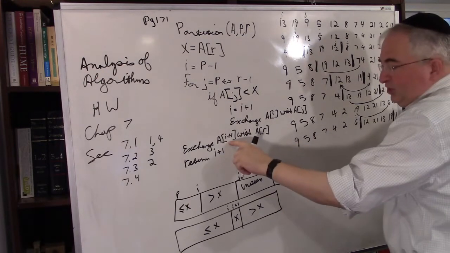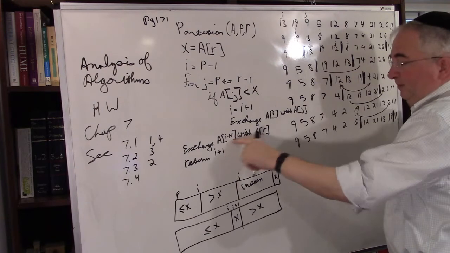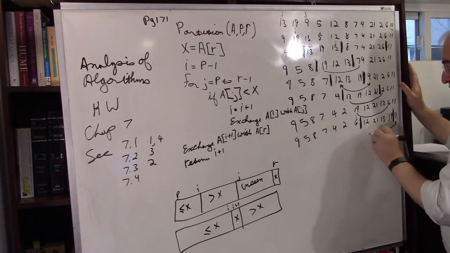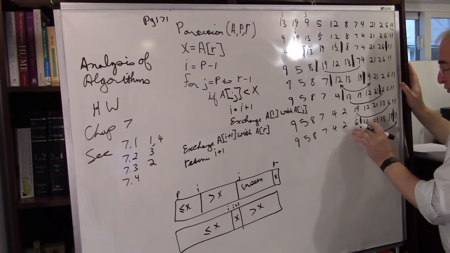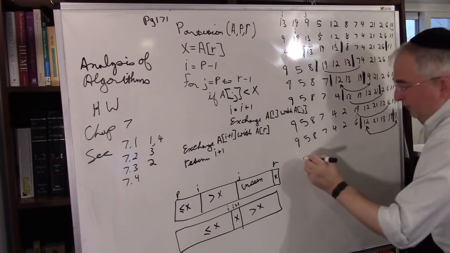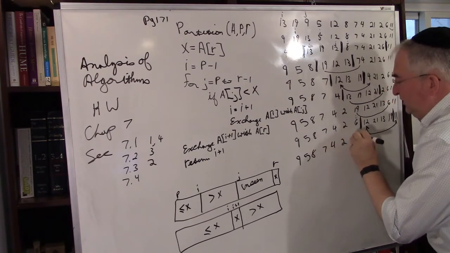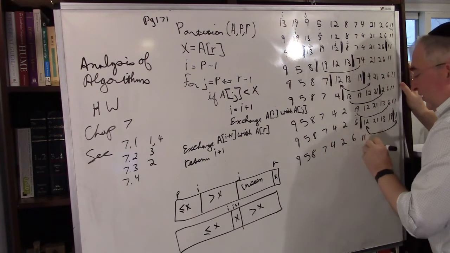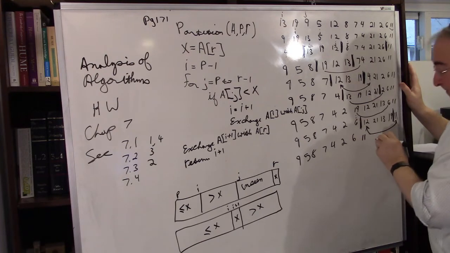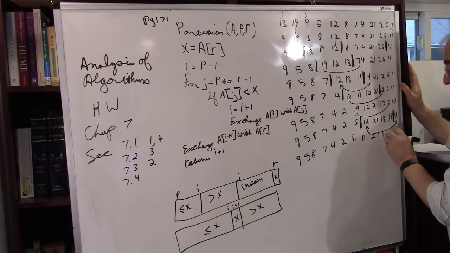We exchange the i plus, so we finished. We went through everything till the pivot. We exchange i plus 1 and r. So let's exchange this and i plus 1 and this. Okay, so now we have 9, 5, 8, 7, 4, 2, 6, 11. That's your pivot. 11, that's your pivot. 21, 13, 19, and 12.